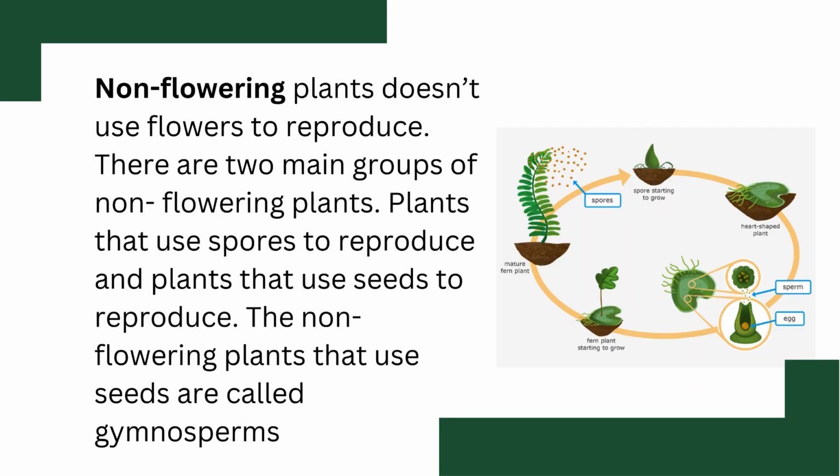Non-flowering plants don't use flowers to reproduce. There are two main groups of non-flowering plants: plants that use spores to reproduce and plants that use seeds to reproduce. The non-flowering plants that use seeds are called gymnosperms.